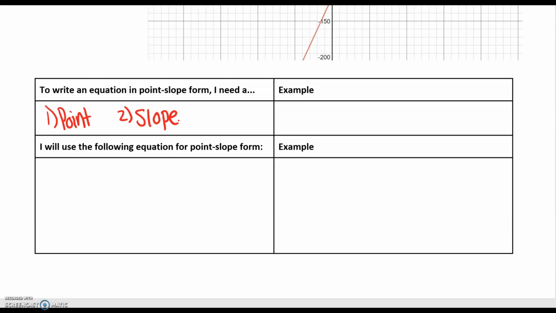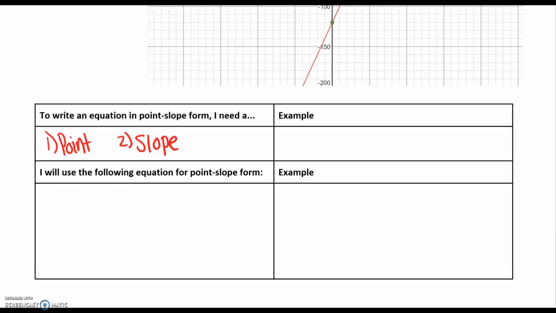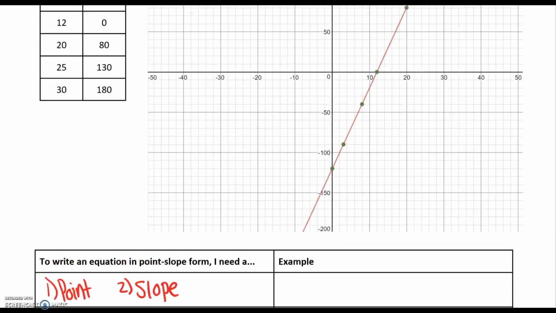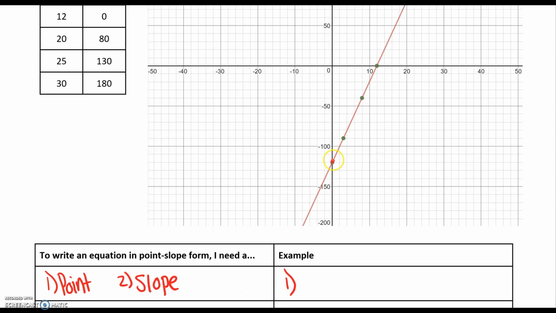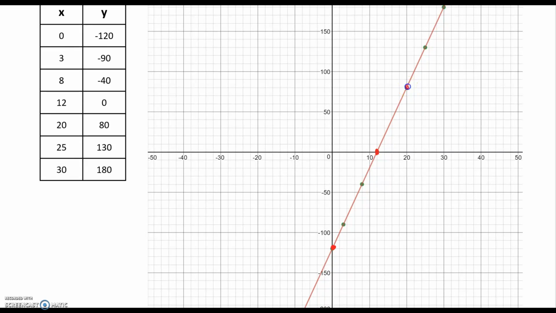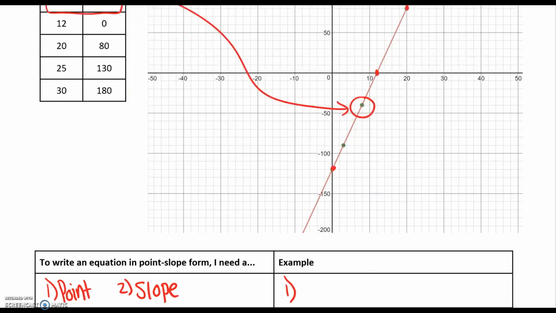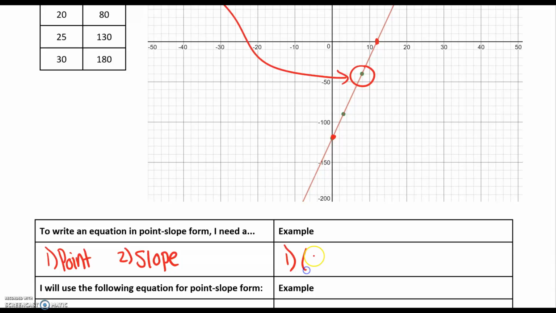Okay, so for example, on our Miss Mancini's candle graph, we can pick any point. So I could pick the y-intercept. I could pick the x-intercept. I could pick any random point on the graph, doesn't matter, or any point from the table. So maybe I'll pick this 8, -40, which is right here. Okay, I'm just choosing this for fun, but you can pick any point you want. So to express that as a point, it's x comma y is 8, -40.